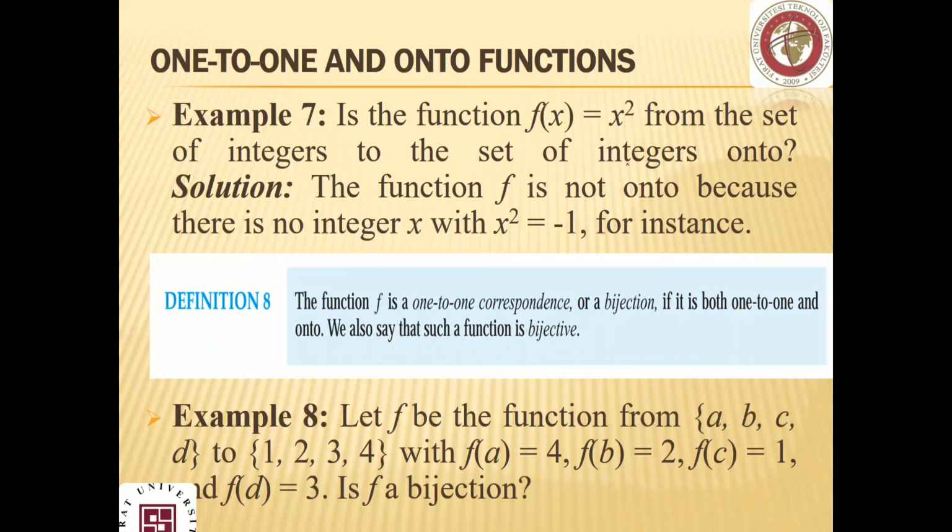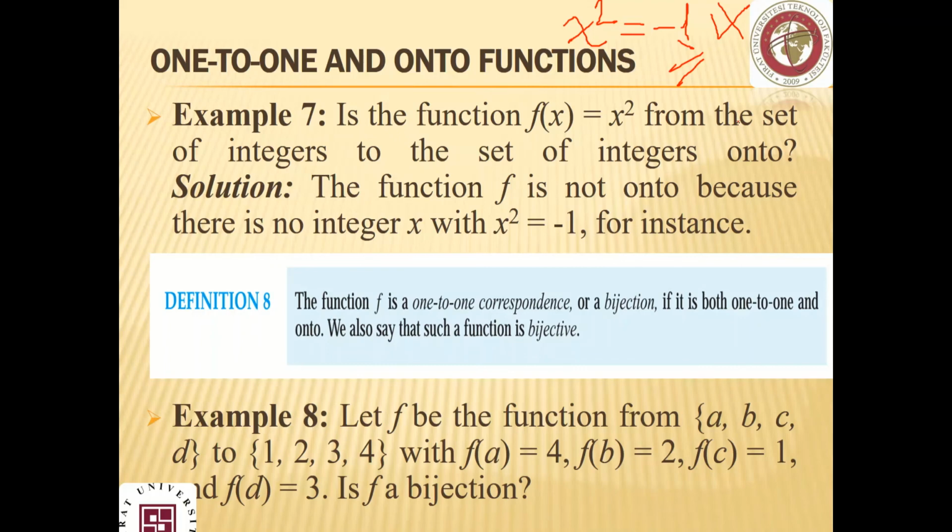The codomain is all integers. Take a very easy example: x squared equals, let's say, -1. Do we have such a thing in integers? Of course not. So for the set of integers, there is no representation like this, but yet we say that for all integers, it is not onto. This is not onto.